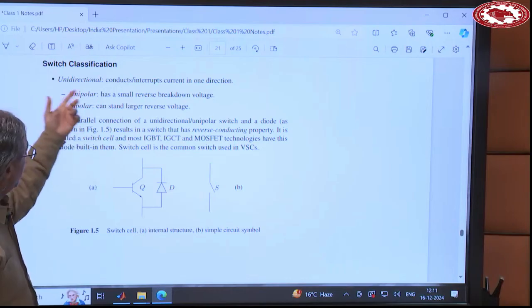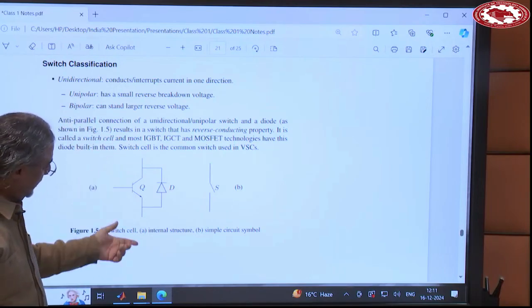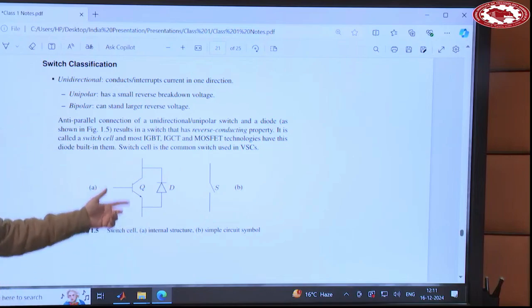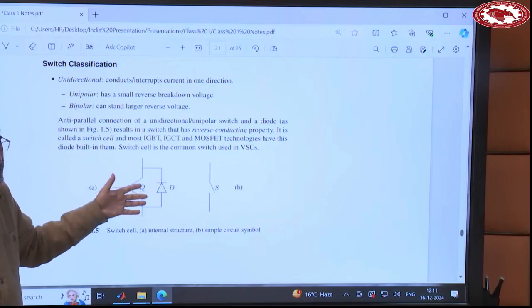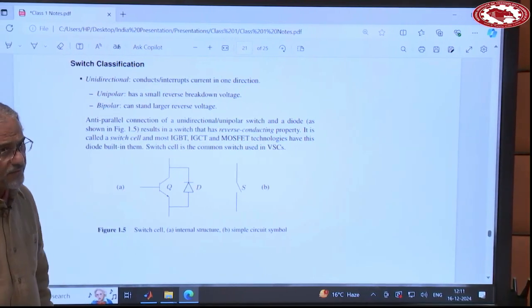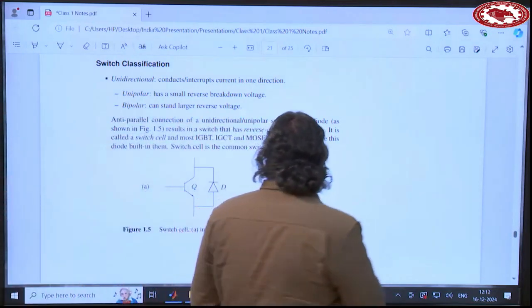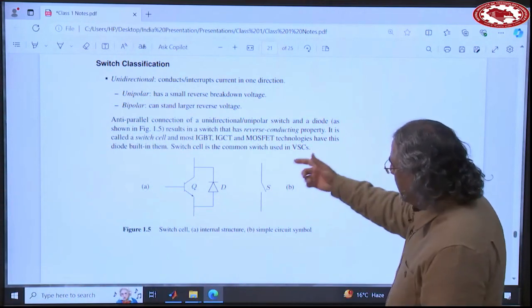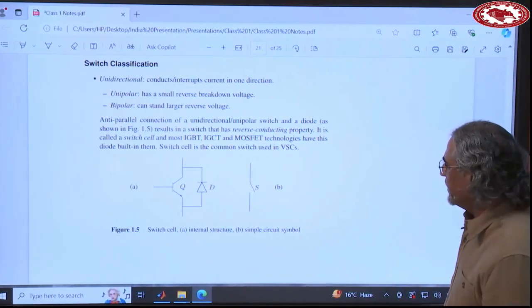You have a unidirectional unipolar switch like this one. It can only conduct the current in this direction, and then you have a diode connected in reverse direction. So this makes sure that this switch is never biased in the reverse direction at a large voltage. And this circuit symbol we use, we call it switch cell.